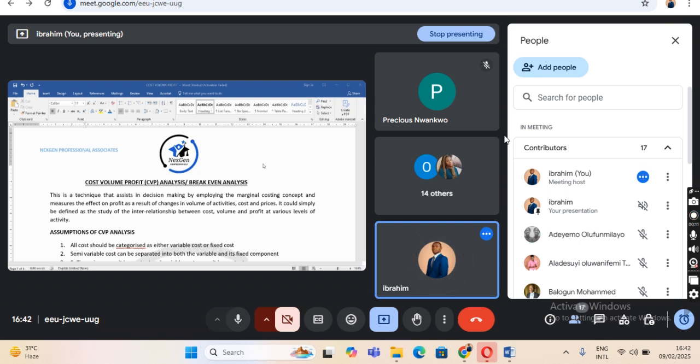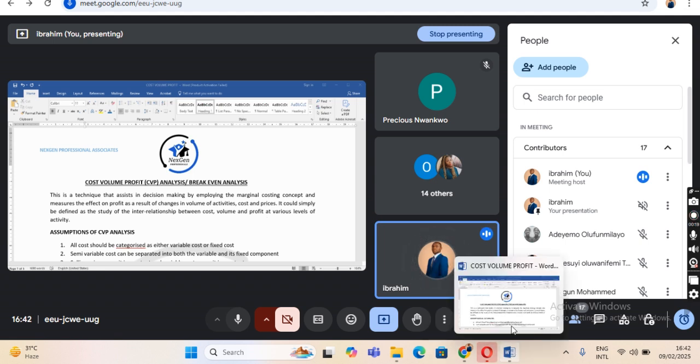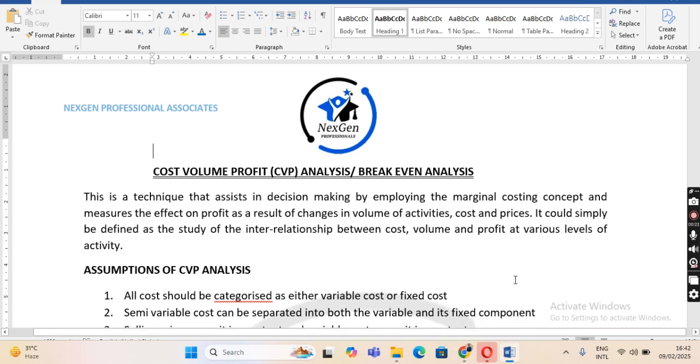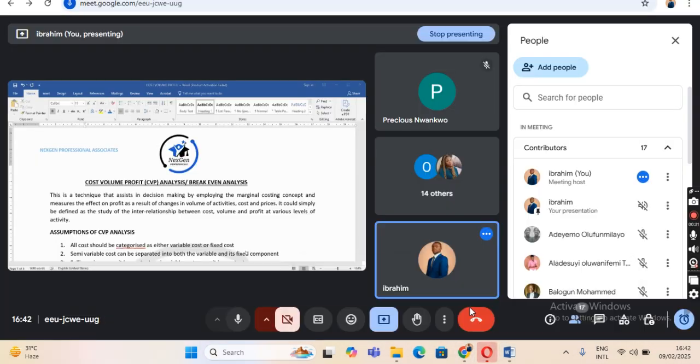In today's class, we shall be talking about the cost volume profit analysis, or the break-even analysis. The question is, what does this mean for? It is mainly for decision making. Break-even analysis is a point where the organization did not make either profit or loss. Then you want to use this to make decisions.